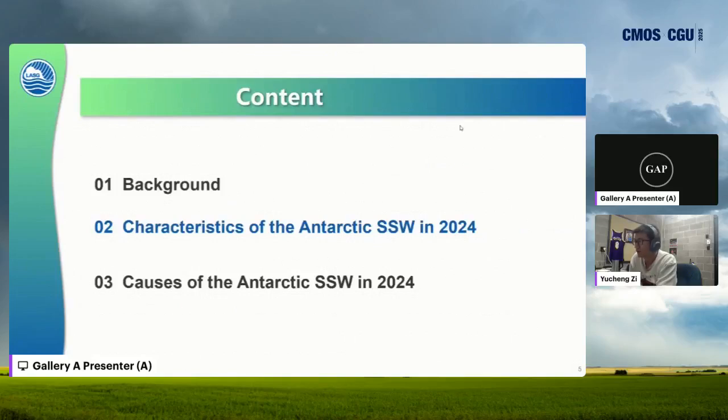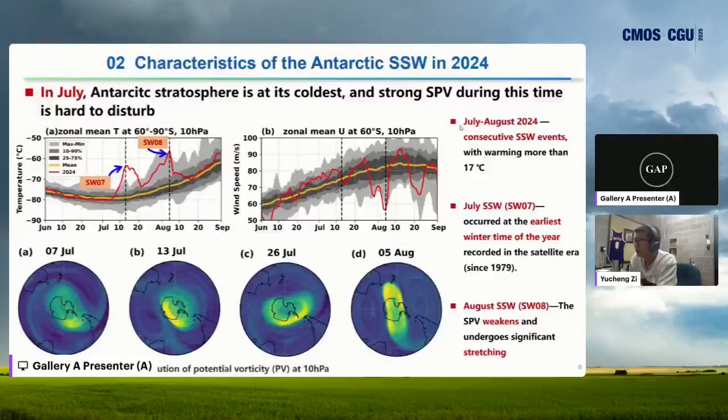The second part is the characteristics of the Antarctic SSW in 2024. Panel A is a time series of zonal mean temperature at 60 to 90 degrees south latitude at 10 millibar. Panel B is the zonal mean zonal wind at 10 millibar. And the bottom panel is the distribution of potential vorticity, PV, at 10 millibar.